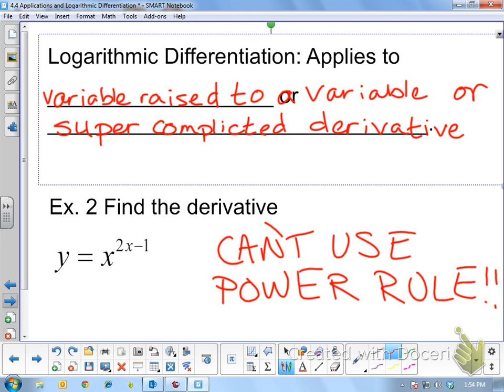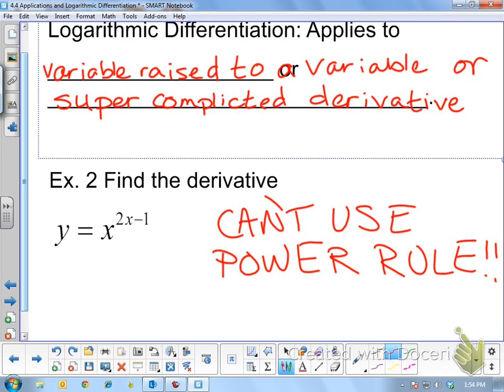And same thing, I can't use my exponential derivative formula because that's a number to a variable. If we have a variable to a variable, can't use power rule. So we need to do something in order to get this exponent not to be an exponent anymore. I can't have an exponent to an exponent. So we go back to our logarithmic rules. What did logarithms do to an exponent? They bring it down in front.